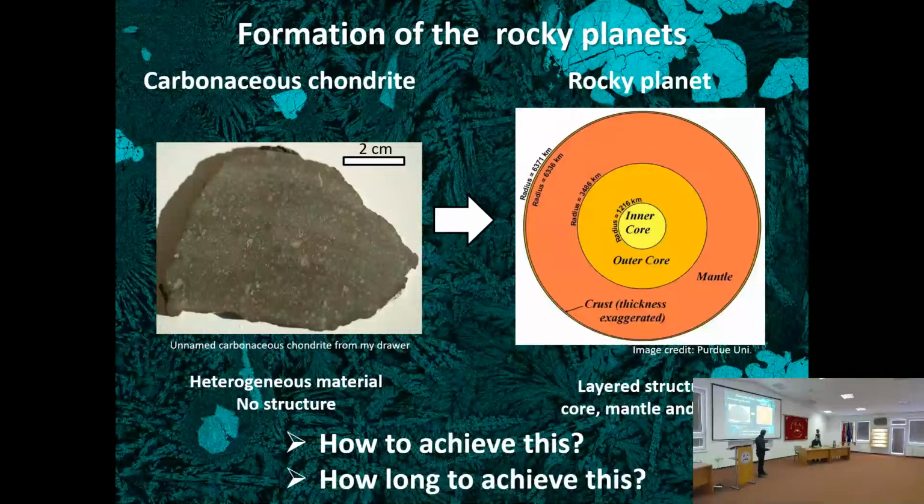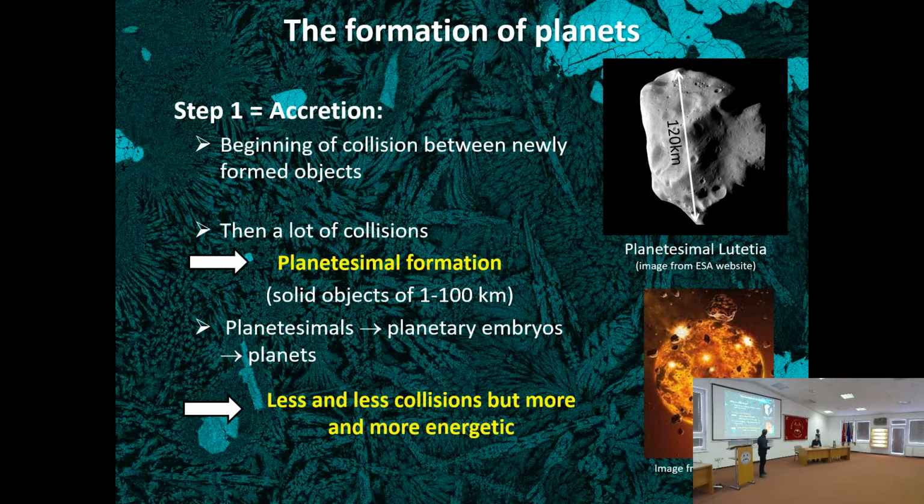We end up with something like that, a rocky planet which has a structure: a crust, a mantle, and a core. The questions are, how do we achieve this? How long do we need to achieve this? To do that, well, we have some theories.